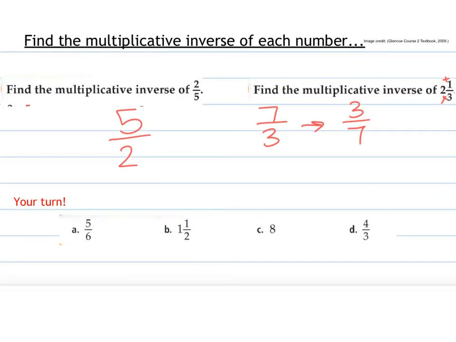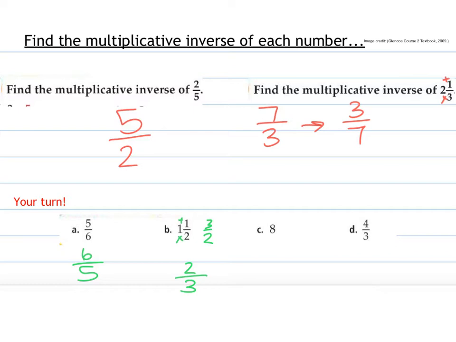So if we have 5/6, we take that and we flip it and it becomes 6/5. 1 1/2, change it to an improper fraction first. 2 times 1 is 2, plus 1 is 3. So we would have 3 over 2. Flip that to be 2 over 3.